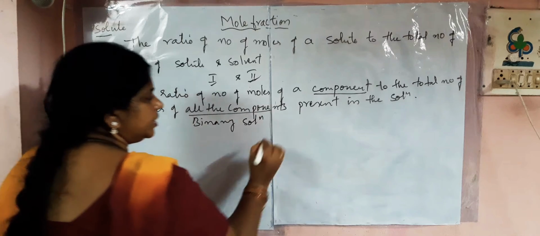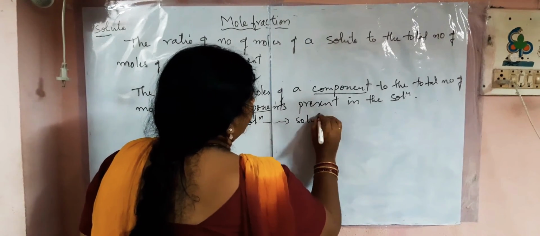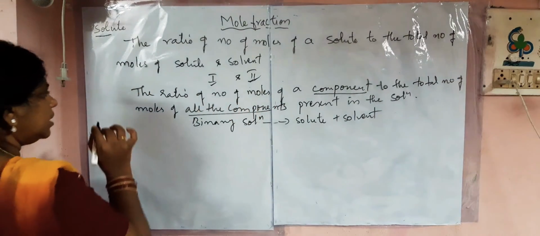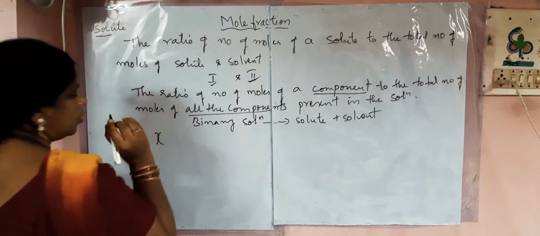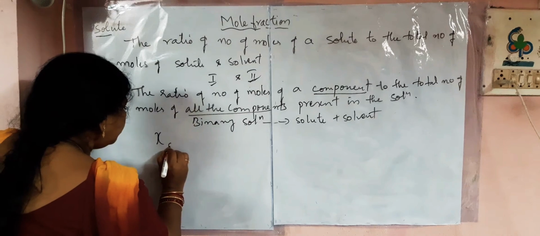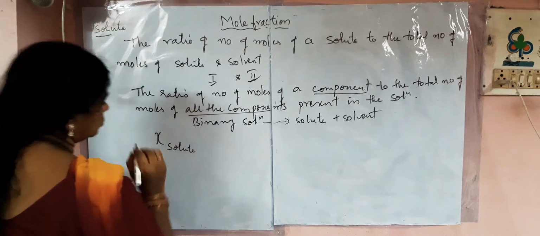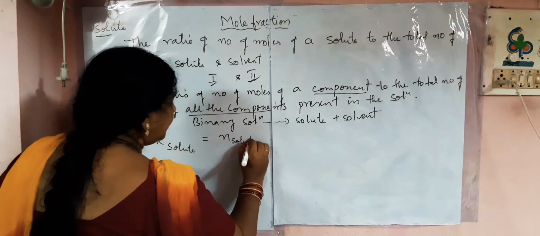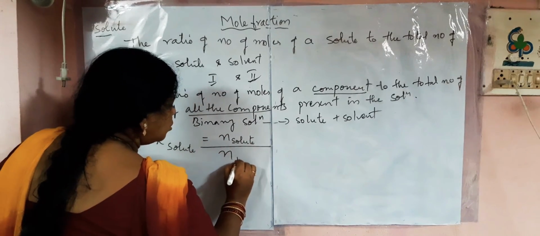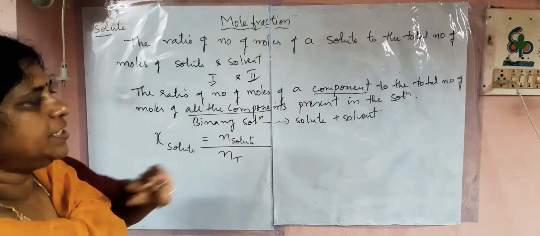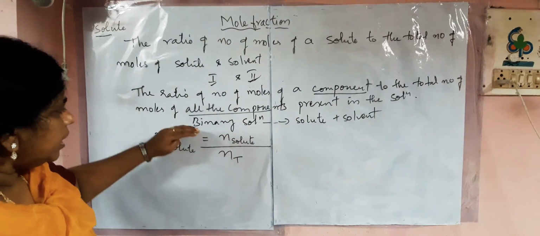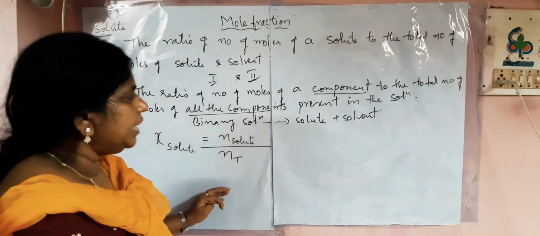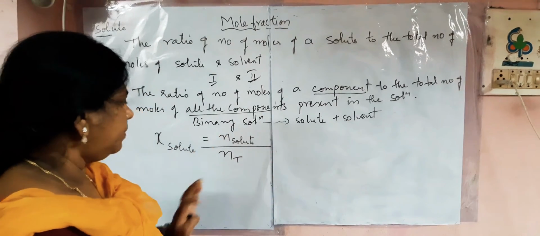So first we will take the example of a binary solution. What is the meaning of binary solution? A solution which contains one solute and one solvent. Now here the mole fraction is denoted by the symbol small x. If you want to define the mole fraction of solute, how do you write the expression? It is the number of moles of solute to the total number of moles present in the solution, so n total. Here in this example we have taken a binary solution, which means one solute plus solvent.